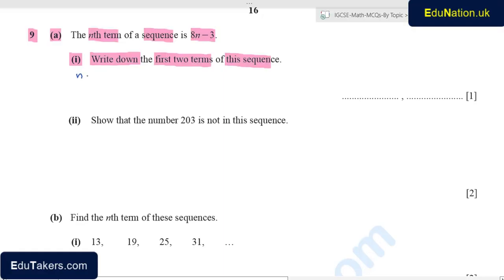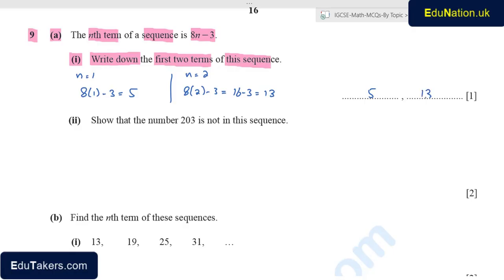For the first term, n is equal to 1. Then 8 into 1 minus 3 equals 5. And for the second term, n is 2. Then 8 into 2 minus 3 equals 16 minus 3 equals 13. So the first term is 5, the second is 13.